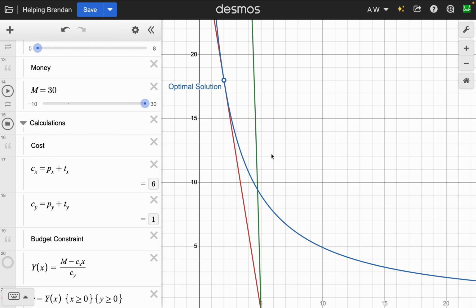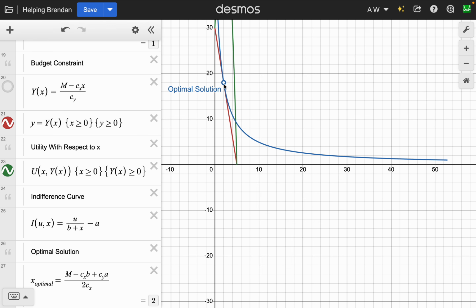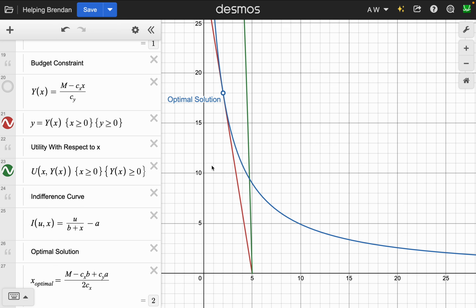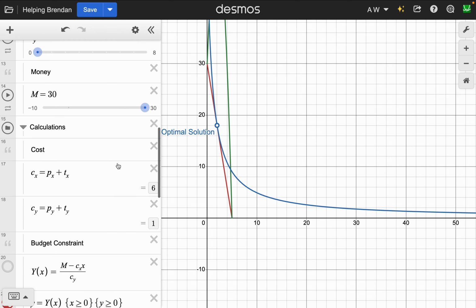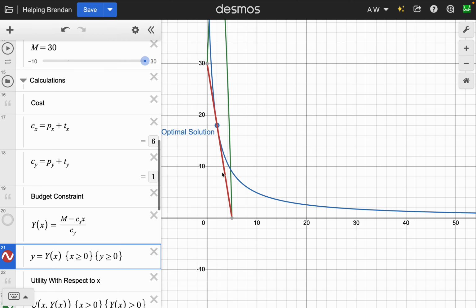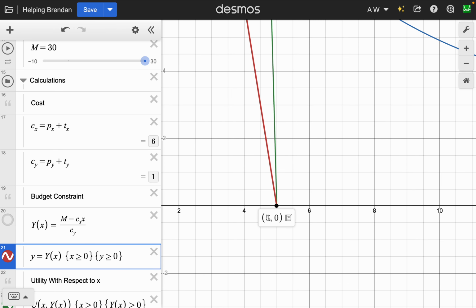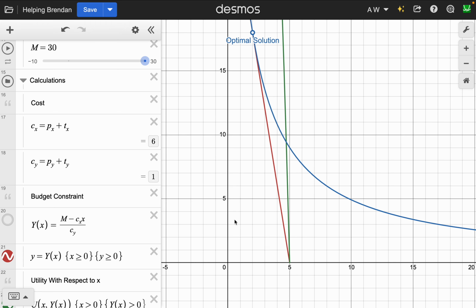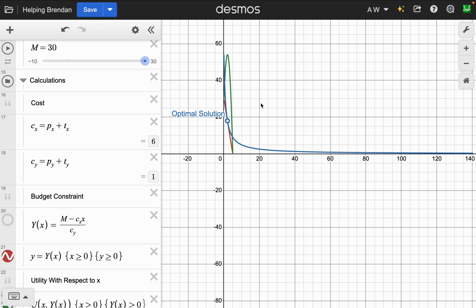You can see this here is the optimal solution. This red line here is basically, we call this in economics, the budget constraint. So you can see he can spend all his money on whiskey and get 5 whiskeys, or he can spend all his money on cigars and get 30 in Winton.